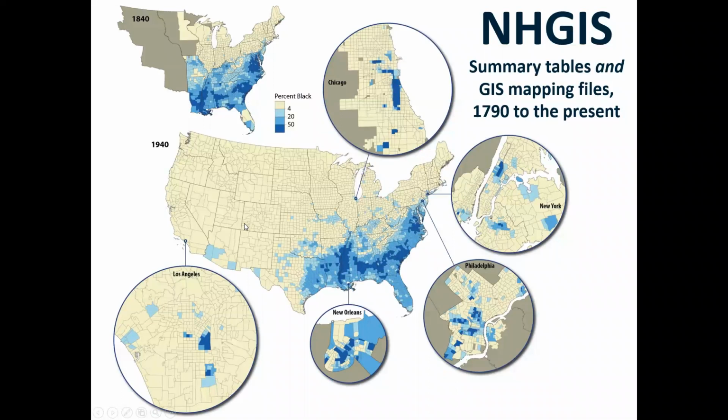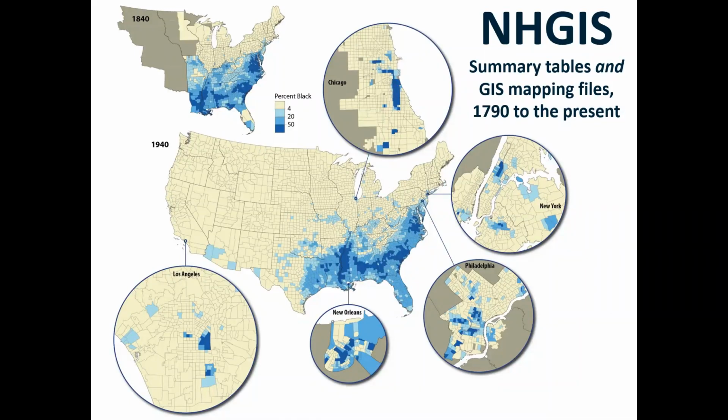But NHGIS data looks something like this. Here we have 1840 and 1940 county level % Black information mapped. And in the circles, you can see census tract level data from 1940.